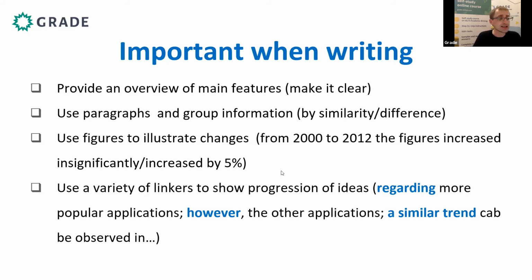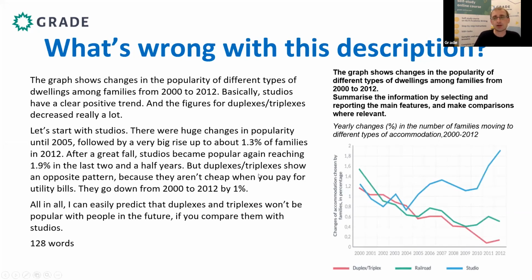On the next slide, you'll see a task, the same task with line graphs and 3 types of dwelling: duplex, triplex, then railroad and studio, and a description of this diagram. I'd like you to take around 2 minutes and tell me in the chat whether this description is good and why it's good, and whether this description is not good and why it's not good. So let's spend around 2 minutes and please type your ideas in the chat box.